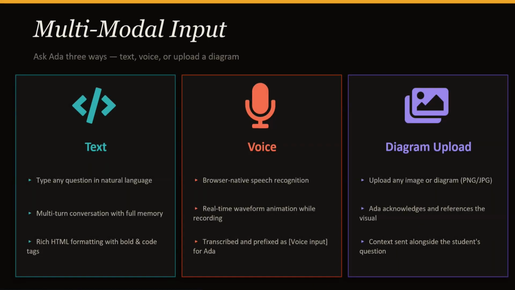Now, this is a multimodal input. ADA has three ways of getting input: text, voice, or uploading a diagram for further analysis. For the text, you can type any questions in natural language, with multi-turn conversations with full memory, and rich HTML formatting with bold and code tags. Then for the voice, you have the browser native speech recognition, then you have the real-time waveform animation while recording. Then it is transcribed and prefixed as a voice input for ADA.